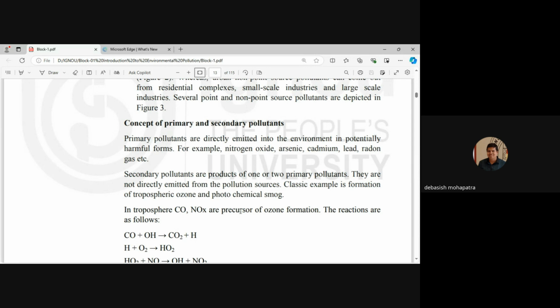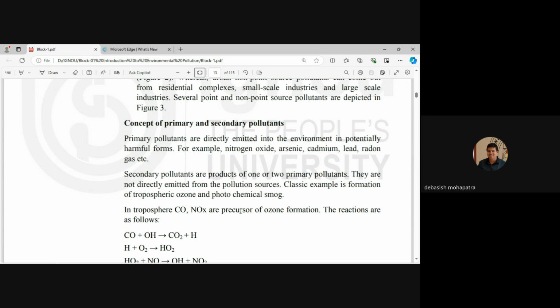These are not direct pollutants, but when these two things mix together, they form smog, which is a secondary pollutant. The pollutant itself is not directly released from the source, but it is created from a primary pollutant source.